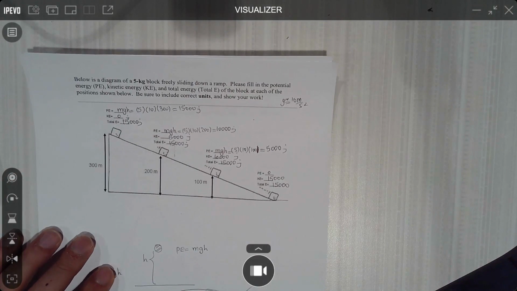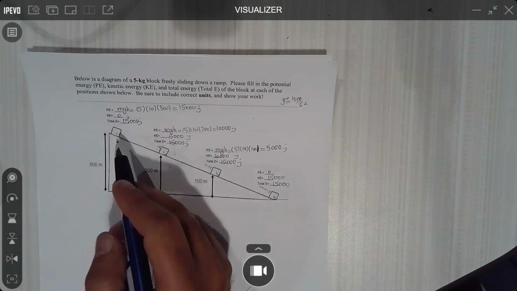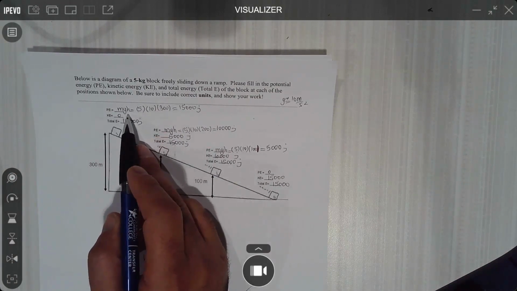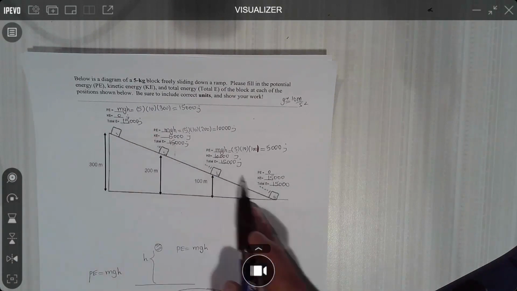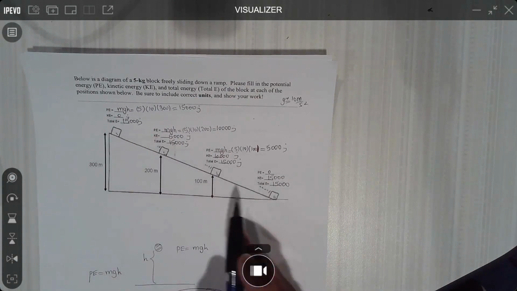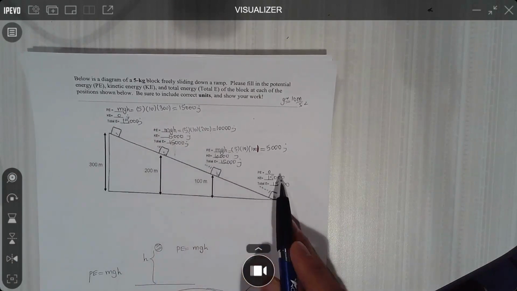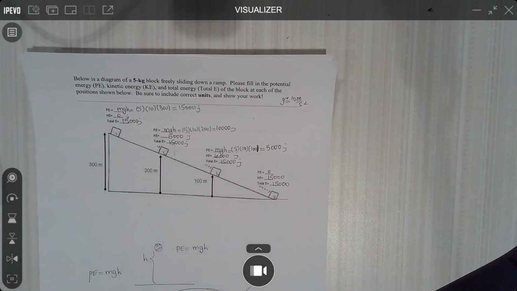So, conservation of energy. What is the conservation of energy? Energy is not created or destroyed. It's transferred from one form to another form. For instance, here we have the entire potential energy, which is the total mechanical energy. But as this box moves down the incline path, the potential energy decreases and the kinetic energy increases until the entire potential energy turns into kinetic energy. Okay.